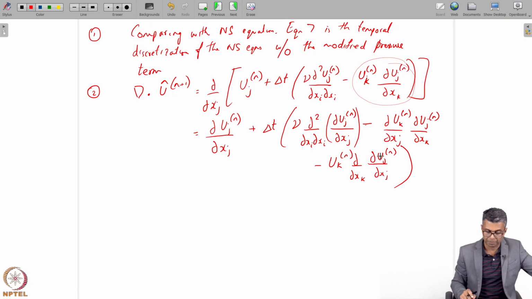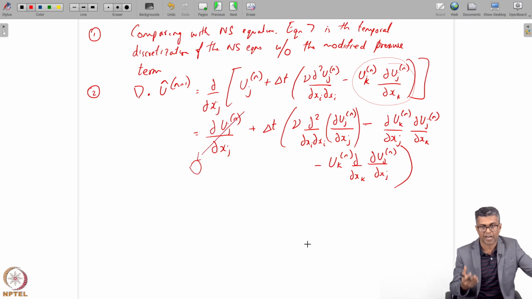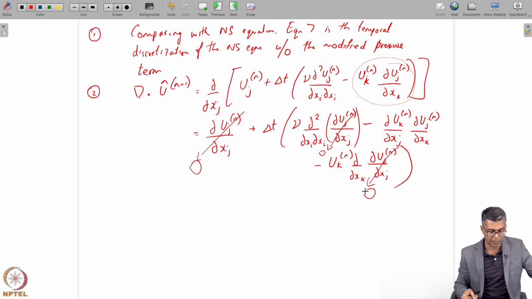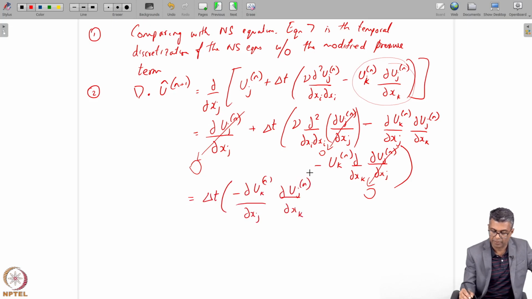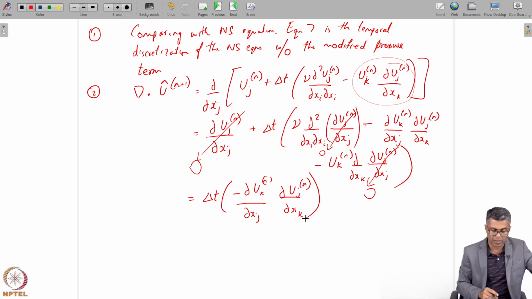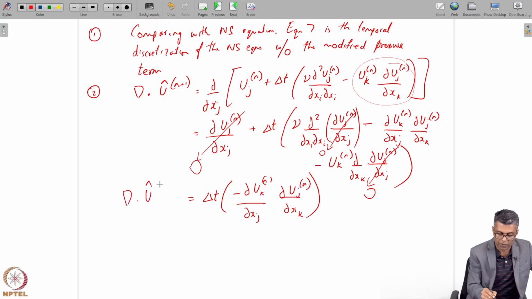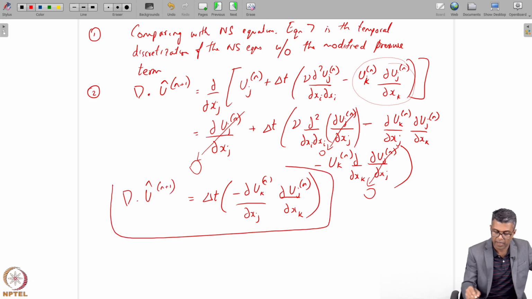So look at what happens, right? What I end up getting is, this is becoming 0 because it satisfies continuity, because it satisfies divergence. This is becoming 0 because it satisfies divergence, and this is becoming 0 because it satisfies divergence. All I'll have in the end is delta t times minus del uk n del xj and del uj del xk, of course, n. This is what I have. This is your expression for the divergence of the intermediate velocity. This is my answer for part 2.